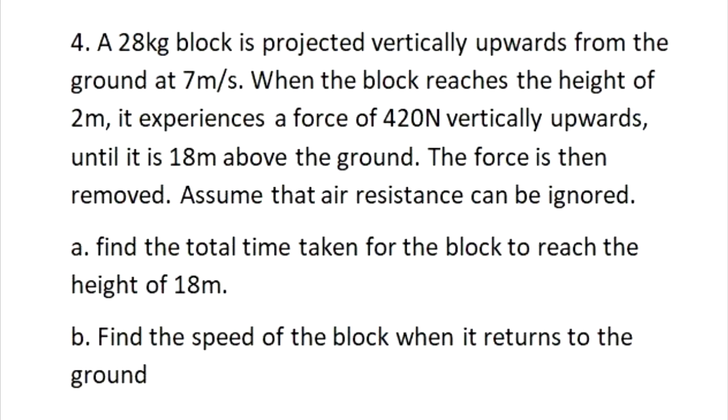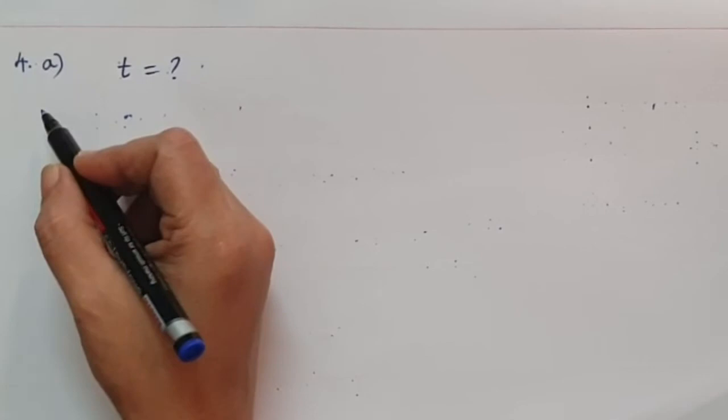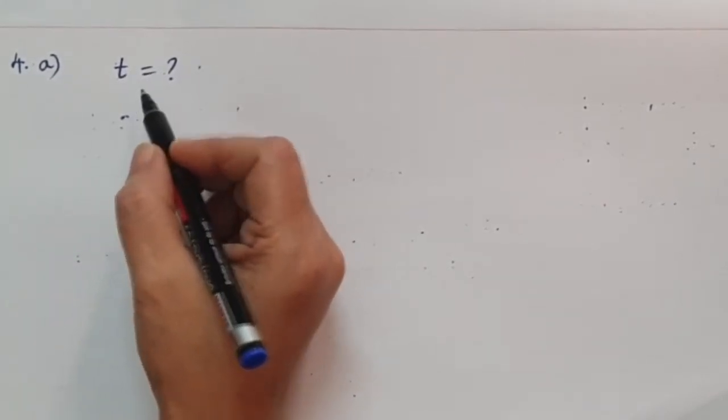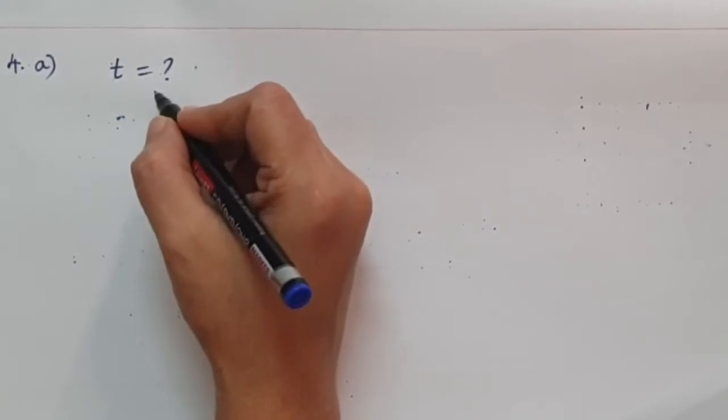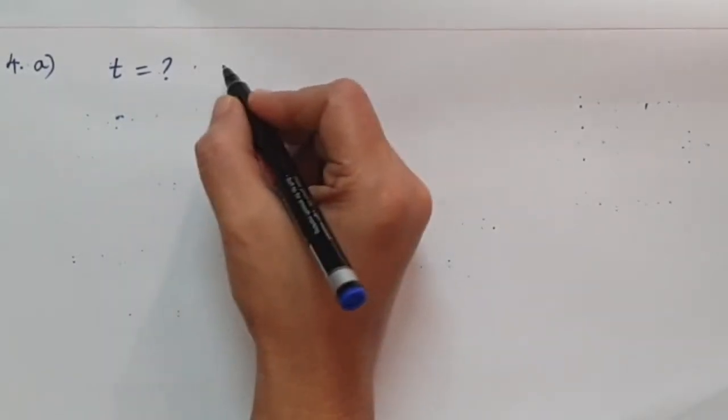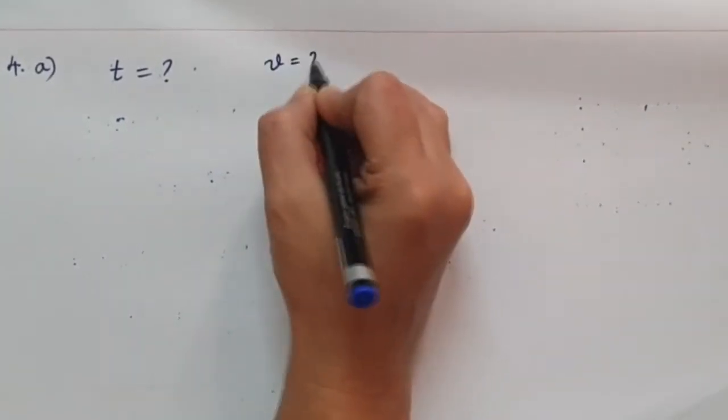A. Find the total time taken for the block to reach the height of 18 meters. B. Find the speed of the block when it returns to the ground. For the A part of the question, we need to calculate the time taken to reach 18 meters. In order to calculate this, we'll first calculate the final velocity v.